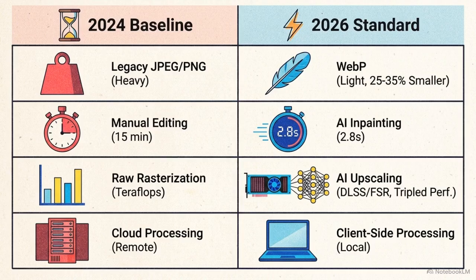This table compares the baseline media workflow of 2024 against the new realities of 2026 across 4 key categories: format standards, editing speeds, GPU priorities, and processing location. Notice the shifts. Heavy JPEGs have been replaced by the lighter WebP format. Manual object removal that took 15 minutes now takes an average of 2.8 seconds. Buying a graphics card based on raw rasterization has lost out to AI upscaling capabilities. And most importantly, processing has moved from remote cloud servers directly to your local browser.